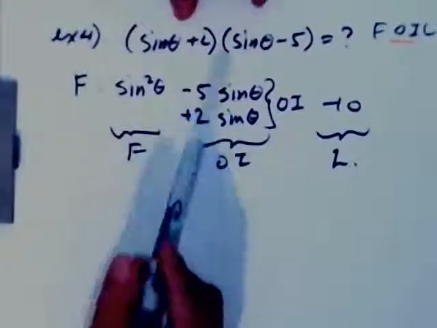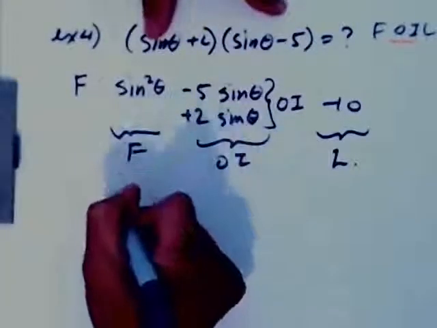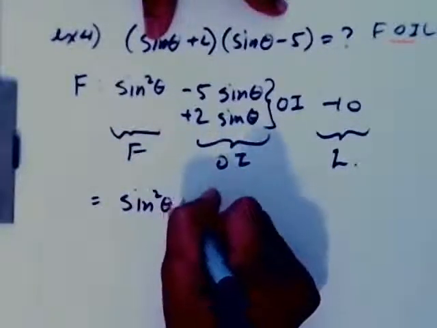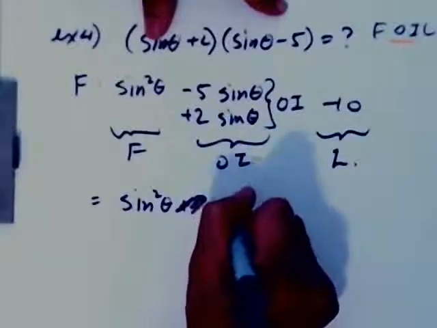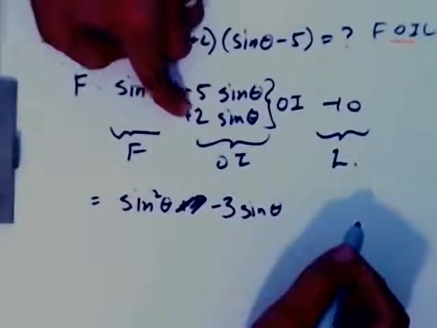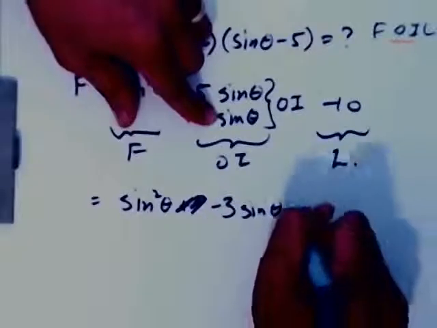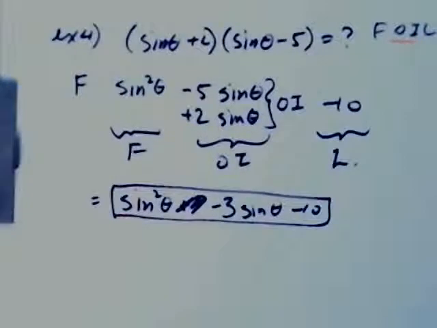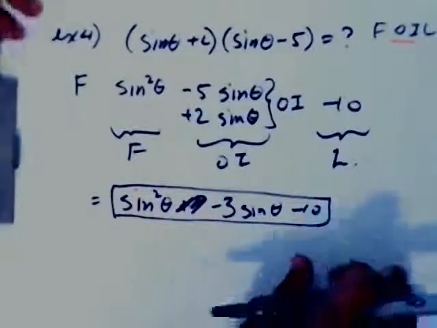Notice how I use the vertical format, guys, on this, okay? And that becomes sine squared of theta, plus minus 3 sine of theta. Minus 5 plus 2 is going to be minus 3 sine of theta, minus 10. Is that right? Let's see. Sine squared of theta minus 3 sine theta minus 10. Perfect. That's right.